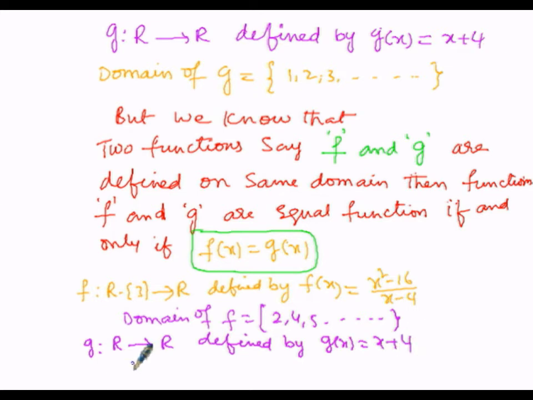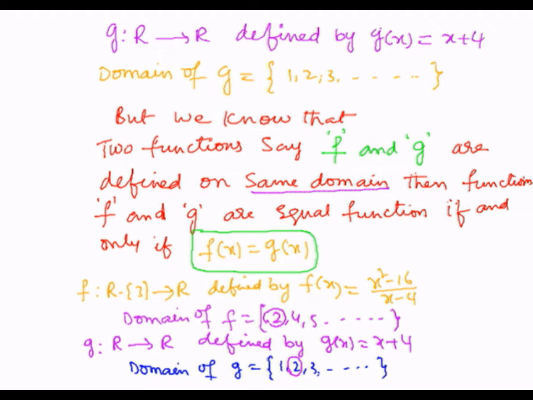So in this case the domain of function g is given by 1, 2, 3 and so on. Here, since equal functions depend upon the same domain, let us assume the same domain, 2, in the function f and in the function g. So here we have assumed the same domain, 2, in both the cases, that is both the functions f and g.